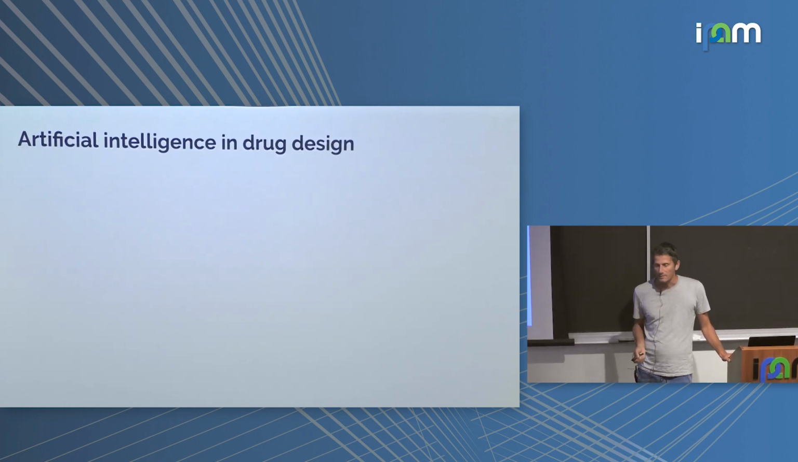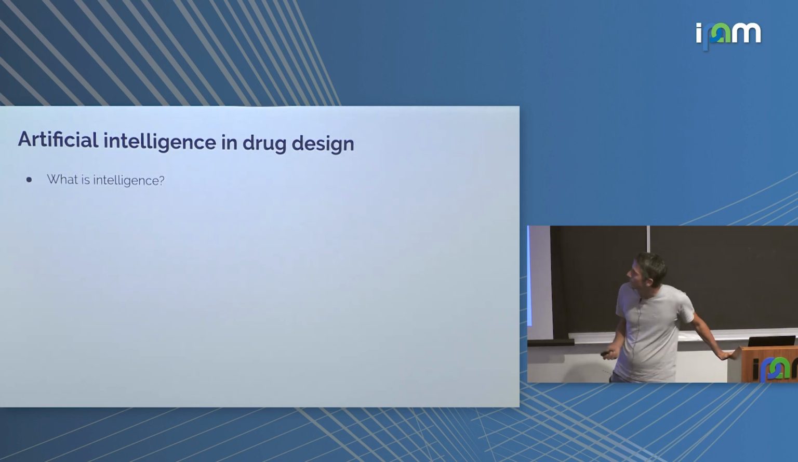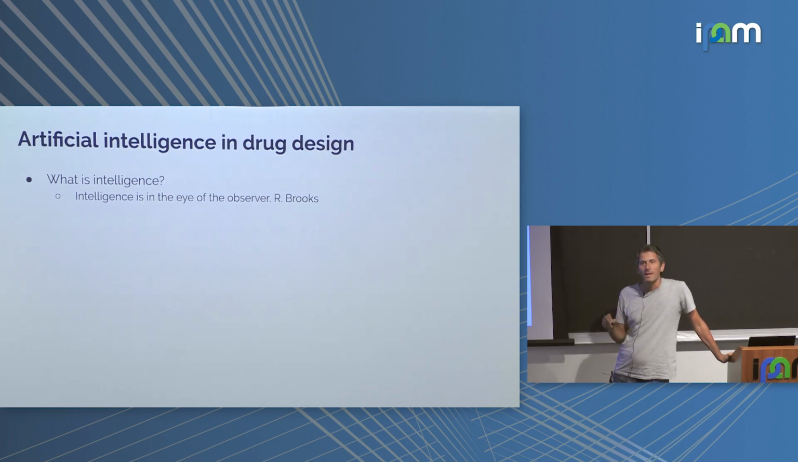And so what is artificial intelligence in drug discovery, and what does it mean? A question that wasn't obvious to me is: what is intelligence even? Actually there is a lot of discussion on what intelligence is, and what it means to be intelligent. One definition that I really liked was from Rodney Brooks, which corresponds to the behavioral intelligence field. That is, intelligence is in the eye of the observer.